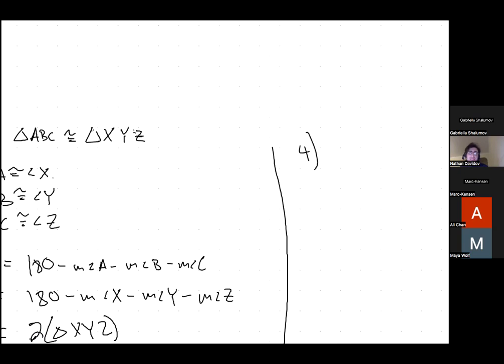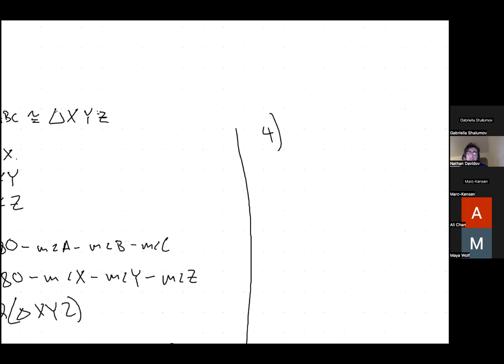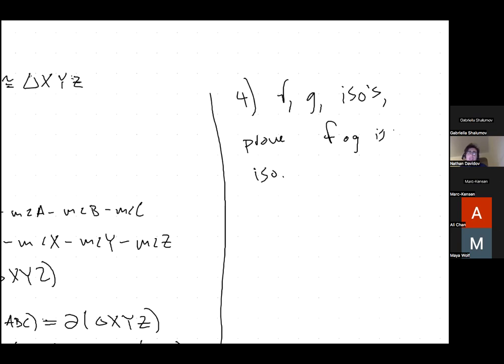Let F and G be isometries. Prove that F composed with G is an isometry. To prove that something is an isometry, recall the definition of an isometry. F is an isometry if and only if AB is equal to A prime B prime. So it's a distance preserving map.